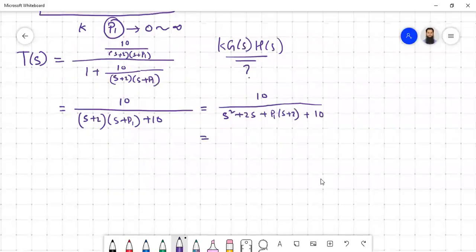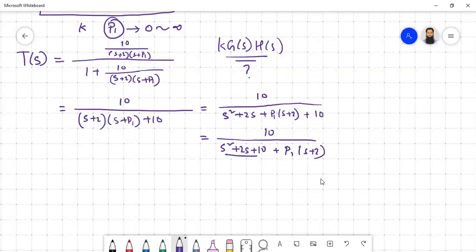So what we have is 10 divided by s square plus twice s plus 10 plus P1 into (s plus 2). So P1, non-P1 terms has to be isolated. Then P1, this parameter has to be divided by non-P1 terms.